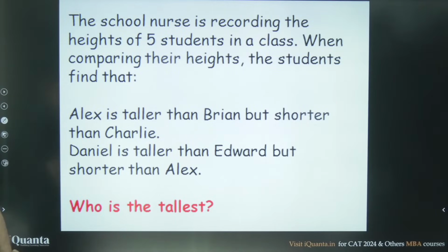The school nurse is recording the heights of 5 students in a class. When comparing their heights, the students find that Alex is taller than Brian but shorter than Charlie. Daniel is taller than Edward but shorter than Alex. Who is the tallest? Try to answer it fast.